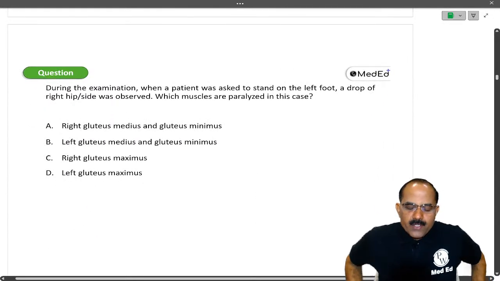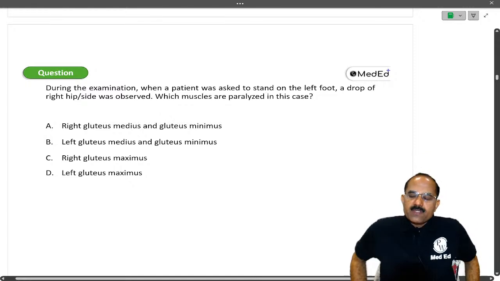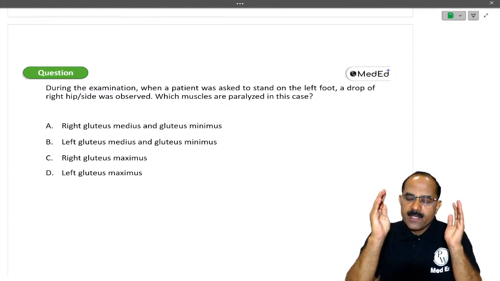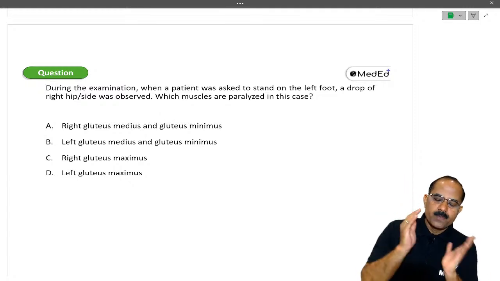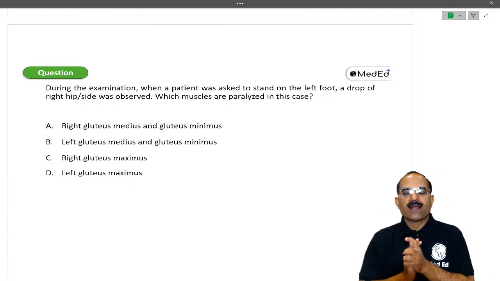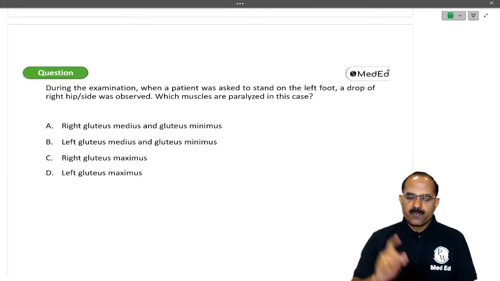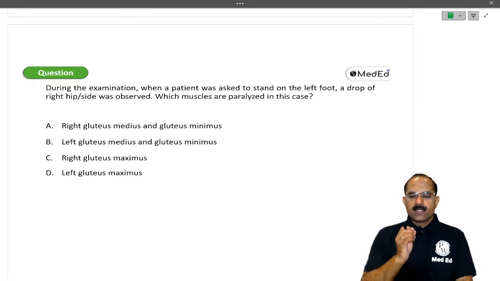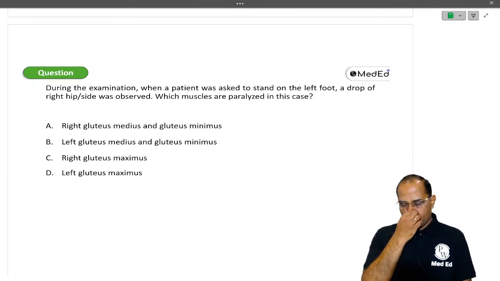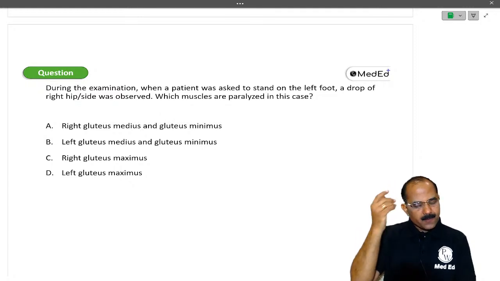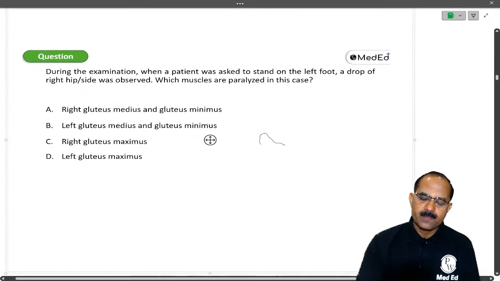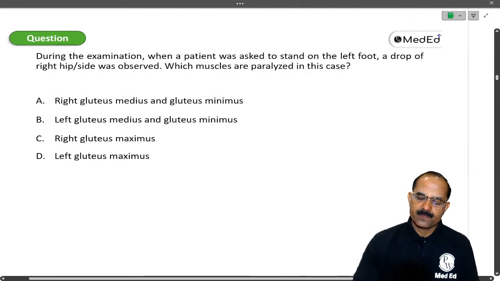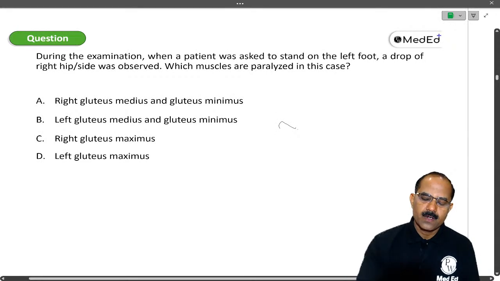Under this, during examination, when a patient was asked to stand on the left foot, a drop on the right side was observed. Which muscles are paralyzed in this case? Look, children, just one moment. How do I explain this to you? One moment, I'll just make this. Very good. Answer is B. Yes. Answer is B for this.